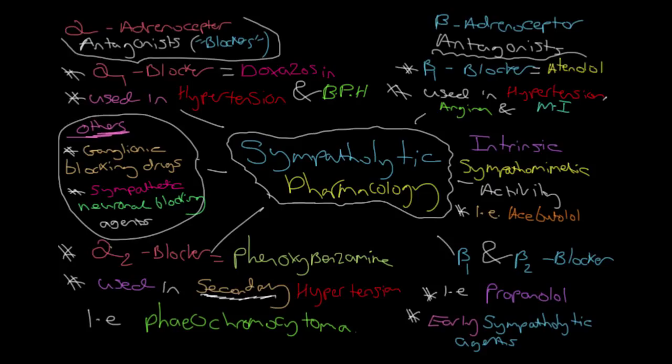Selective alpha-1 adrenoceptor blockers are chiefly used in the management of primary hypertension and urinary obstruction secondary to benign prostatic hyperplasia. An example of this is doxazosin. Drugs selective for the alpha-2 receptors are used in the treatment of secondary hypertension and include phenoxybenzamine. Selective beta-1 adrenoceptor blockers are used in the treatment of hypertension, angina pectoris, cardiac arrhythmias, and acute myocardial infarction. Examples of these agents include Atenolol and acebutolol.